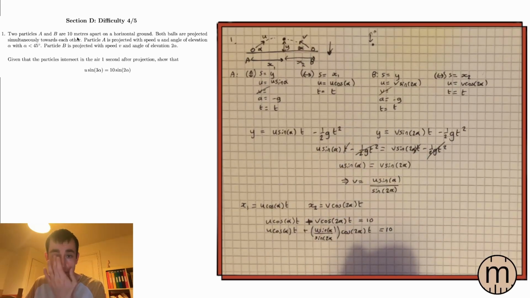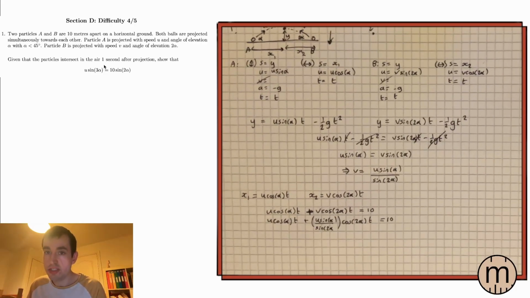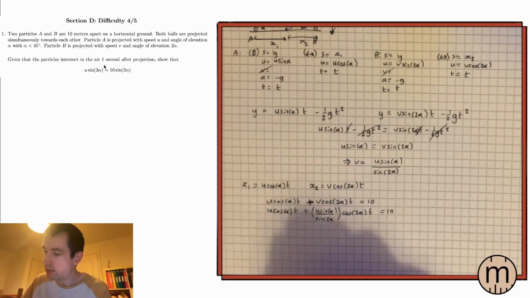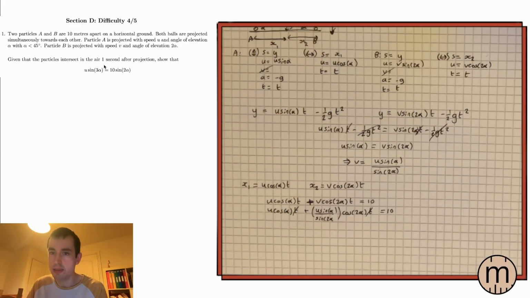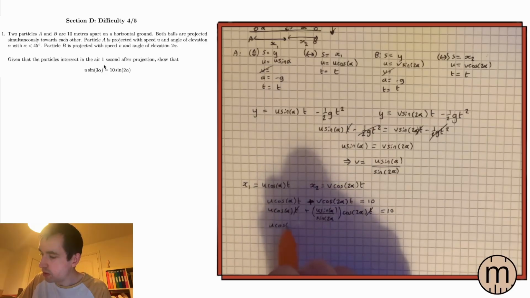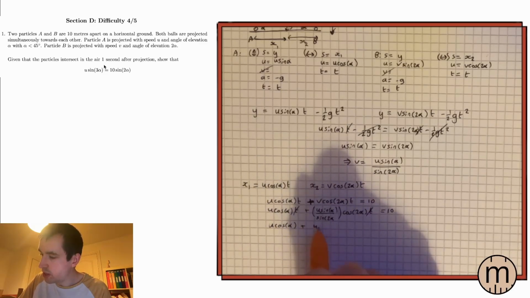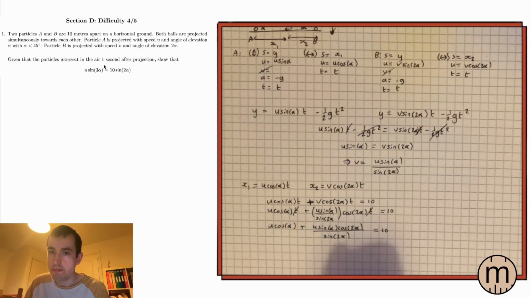is equal to 10. But we're told in the question not only that they're 10 meters apart, but they also meet after 1 second. So this just tells us what t is equal to. So let's make t equal to 1 by making that disappear and making that disappear. We're almost there now. So we've got u cos alpha plus u sine alpha cos 2 alpha all divided by sine 2 alpha, and that's equal to 10.